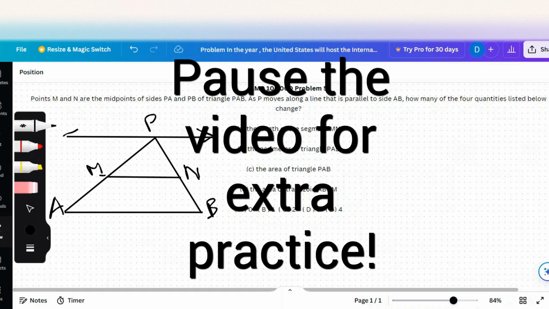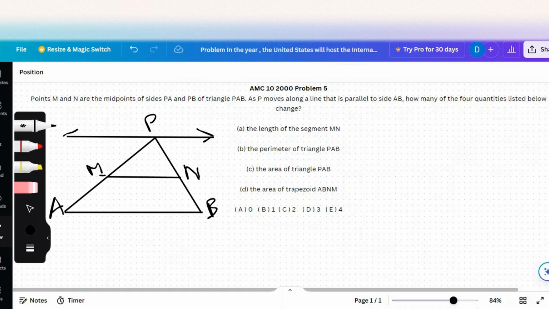All right, so we're gonna start by labeling what the problem has given you. Okay, points M and N are the midpoints of sides PA and PB. So we can just do PM and MA are congruent, and PN and NB are also congruent.